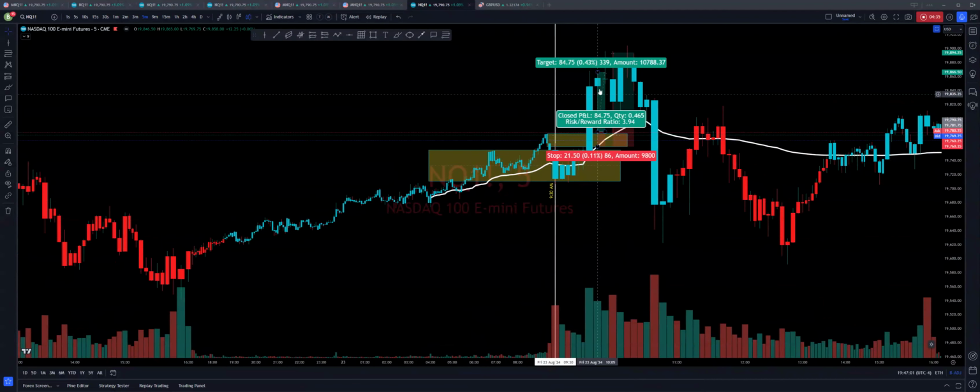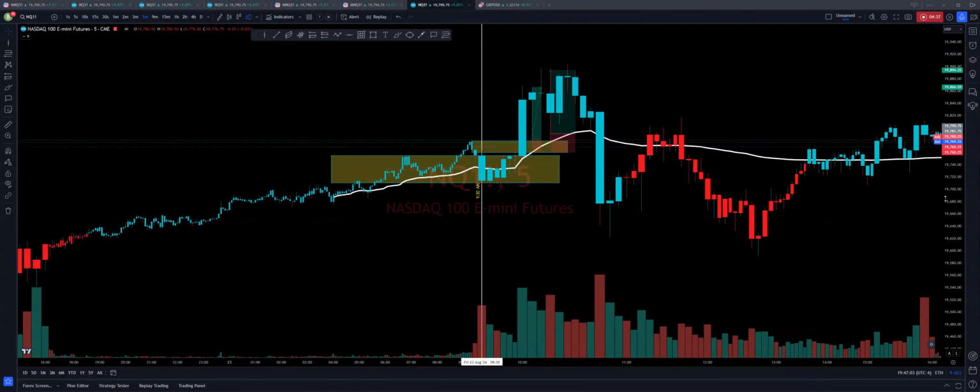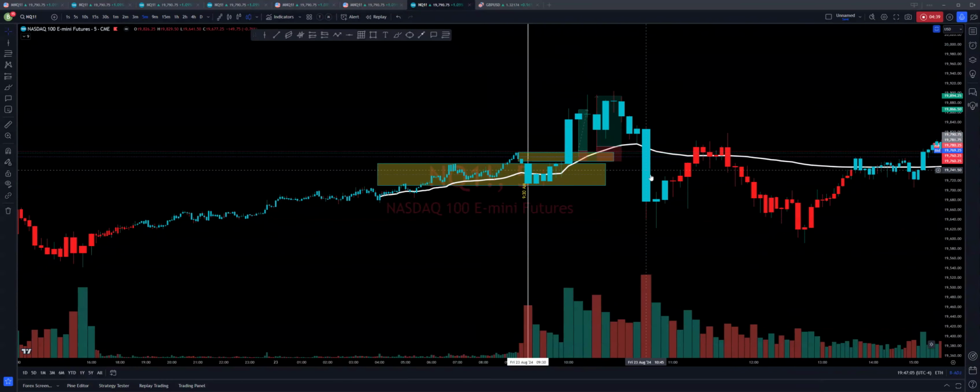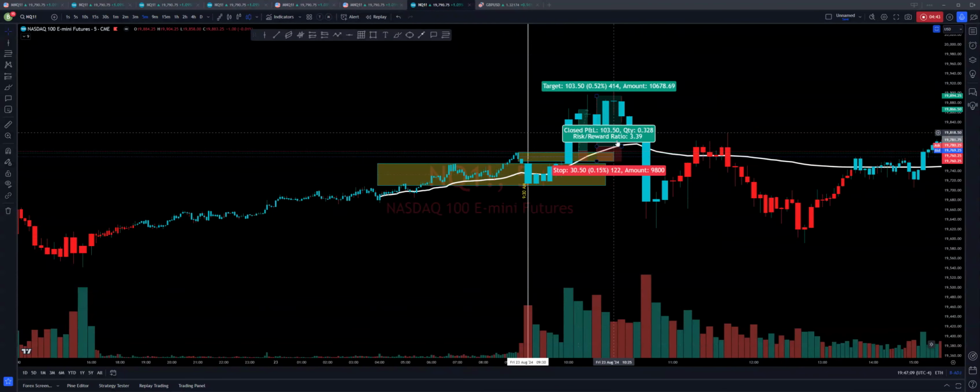You better get quick eyes for that. I mean, you see a wicking candle pushing up. If you've got the balls, go for it. But you saw what happened right after this. What ICT would say, oh, this was an inverse fair value gap, and all that.